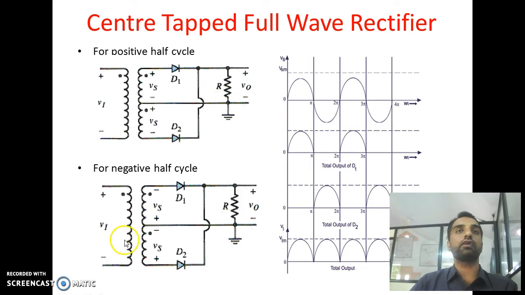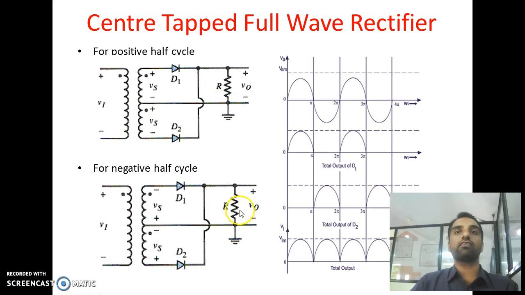During the negative half cycle, what will happen? The upper terminal is negative with respect to the lower positive one, so the center tap gives positive for the upper negative terminal and negative for the lower positive terminal. That's why diode D1 is in the reverse bias condition and D2 is in the forward bias condition. Current starts from the positive, passes through D2, then through the load resistance RL, and comes back. In this way, current passes through the RL.